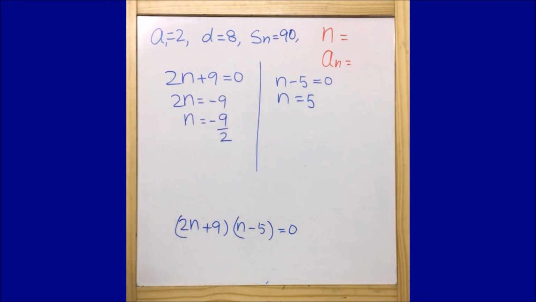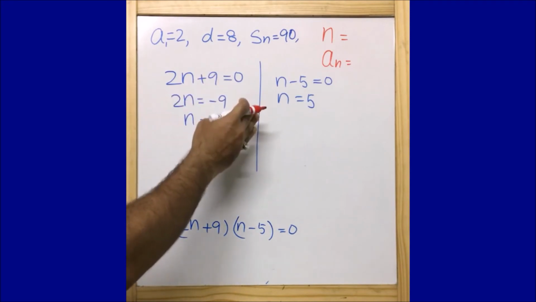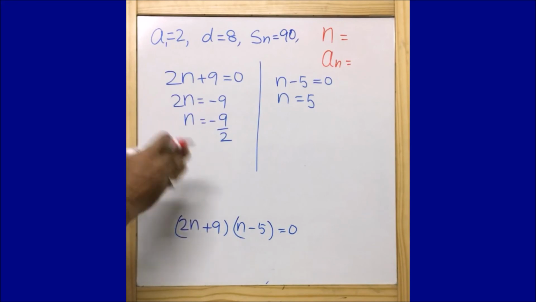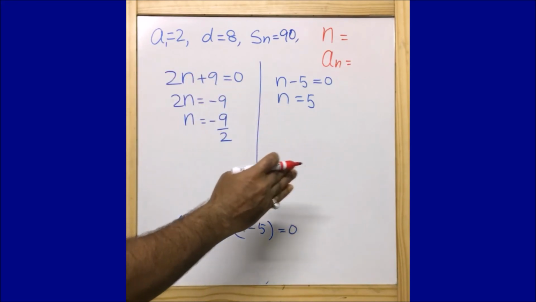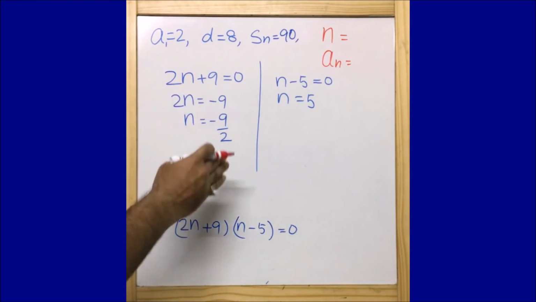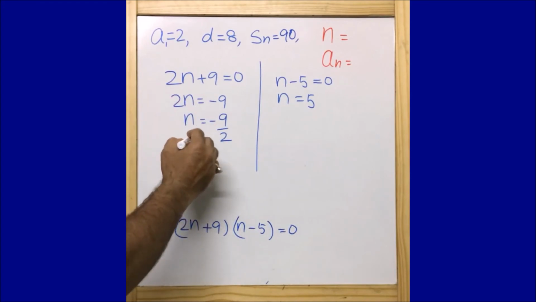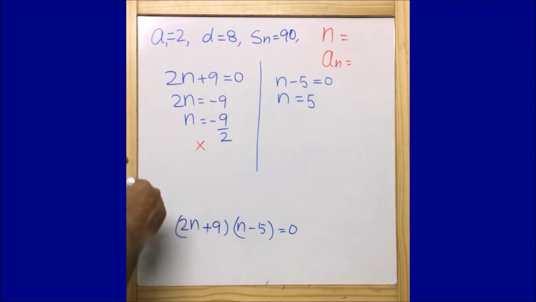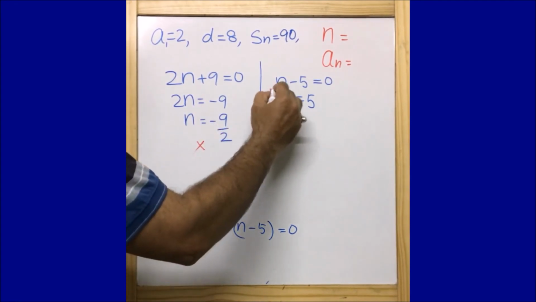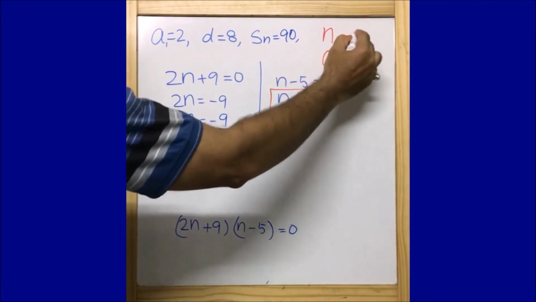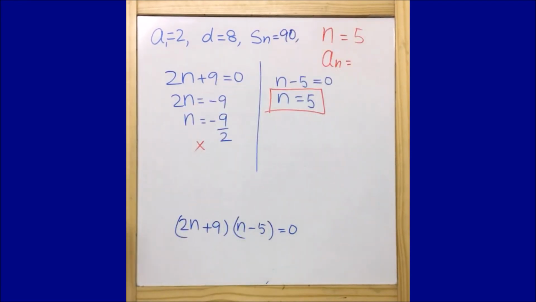But guys, we very well know that the n value should not be negative or a fraction, because these are terms: first term, second term, third term, and nth term. These terms cannot be negative or fractions. For that reason, this value of n is wrong and we cannot consider it. This value of n we are going to consider. So we got the value of n as 5, and we are going to ignore n is equal to minus 9 by 2.